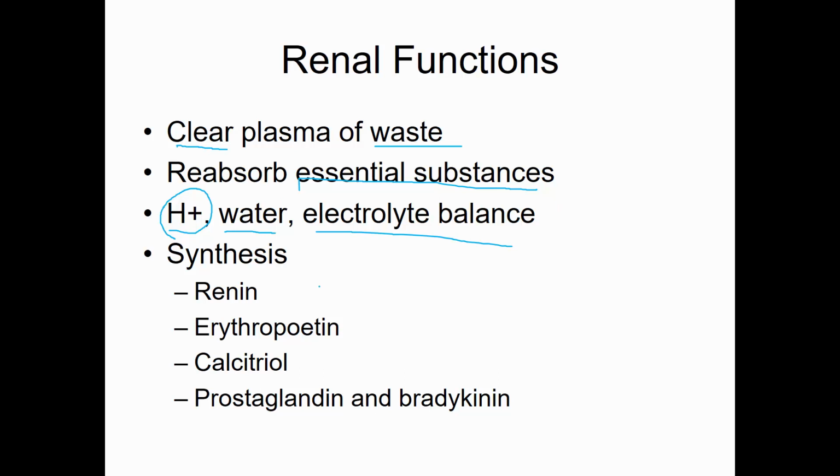Plus, your kidney makes things. So it makes an enzyme called renin. That's a very important gateway to the renin-angiotensin system. It makes a cytokine called erythropoietin. Erythropoietin is produced with renal hypoxia. Erythropoietin then stimulates the release of red blood cells from the red bone marrow. So that's a negative feedback mechanism to regulate the hematocrit. It helps produce a metabolite of vitamin D called calcitriol, which is important for calcium metabolism. And it makes a whole host of signaling agents, prostaglandins and bradykinins.